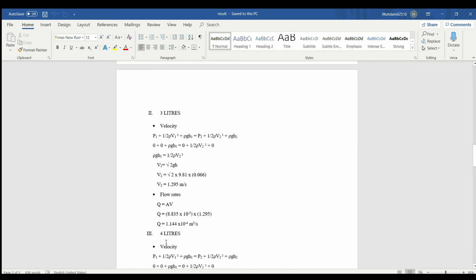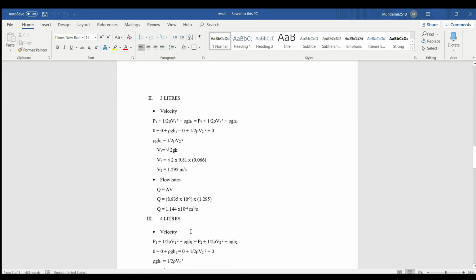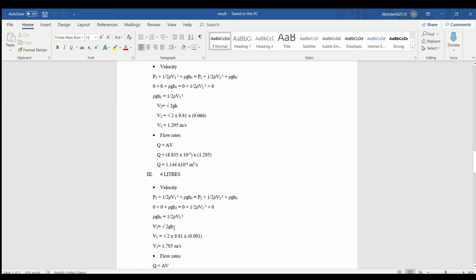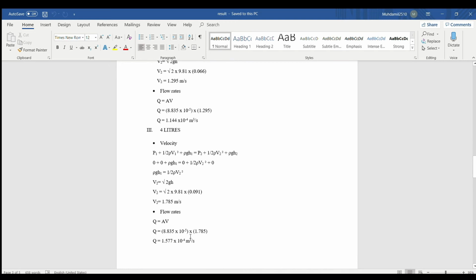And we continue with 4 liters. Also the same equation for velocity using the Bernoulli equation, and we get 1.785 meter per second. And flow rate, also the same equation, we get 1.577 times 10 power of negative 4 meter cube per second.